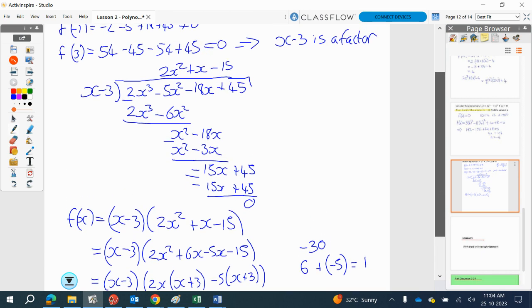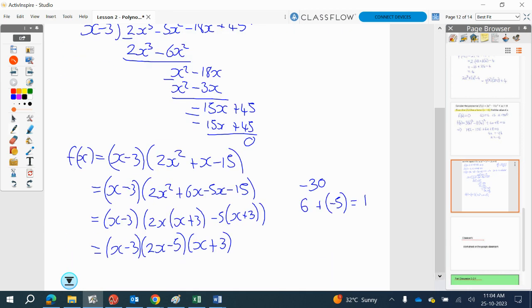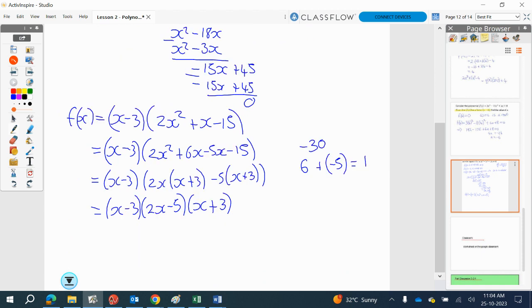When we get to the end and we feel good about ourselves, we go back and say, solve the equation. So what do we need to do now? We need to give the roots. x equals 3, x equals 5 over 2, and x equals negative 3. We solve our first cubic equation.